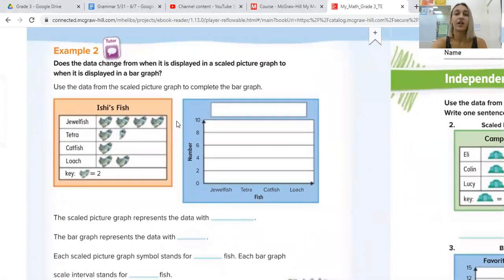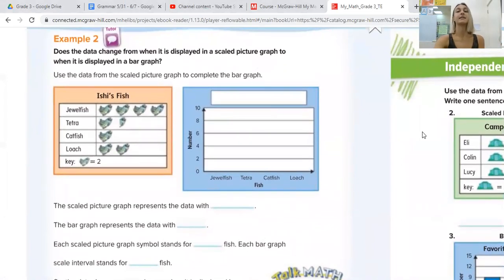Does the data change from when it is displayed in a scaled picture graph to when it is displayed in a bar graph? So let's think about this as we work through this. First, we're going to use the data from the scaled picture graph. This is the same data as before, Ishi's fish, and we're going to put it into a bar graph. As we're working, I want you to think, is the data changing at all? So let's hang in there with me with my drawing. That's my title. Okay, title stays the same.